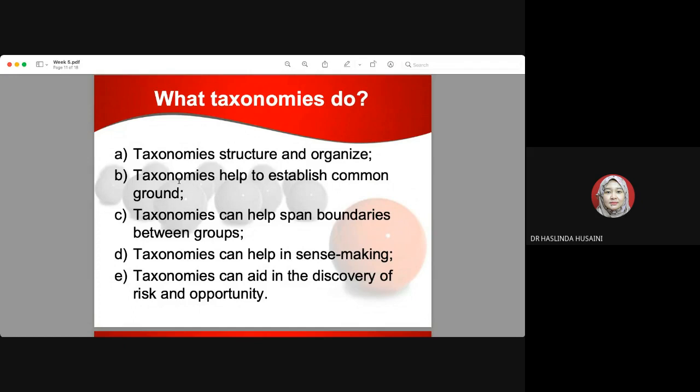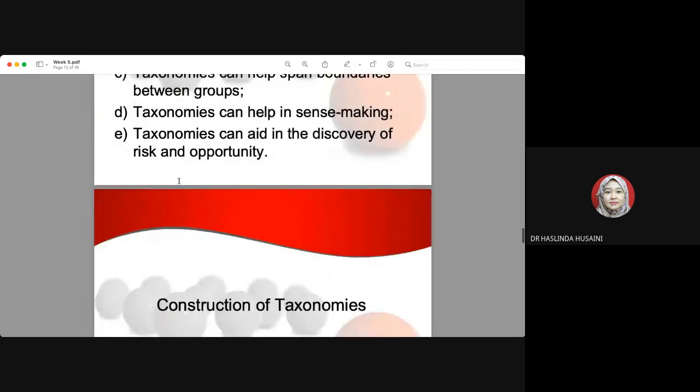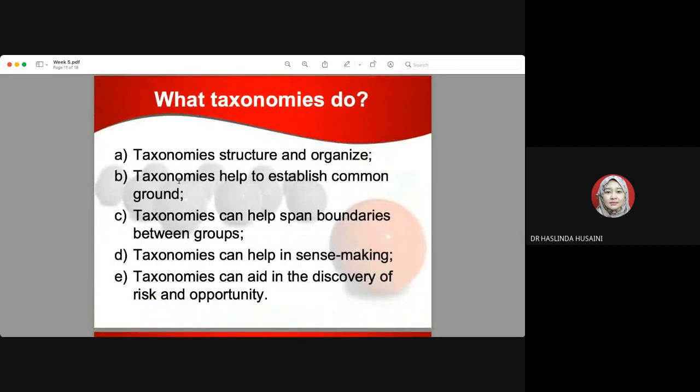Okay, what taxonomies do? Apa yang taxonomy can do dalam sesebuah organisasi? Then this taxonomy can structure and organize. Okay. Dia taxonomy ni organize things. Contohnya macam biology species into the relationship with superordinate concept yang lain-lain such as family, genetic, and species. And then dia berkaitan juga dengan works and also resources in organization.